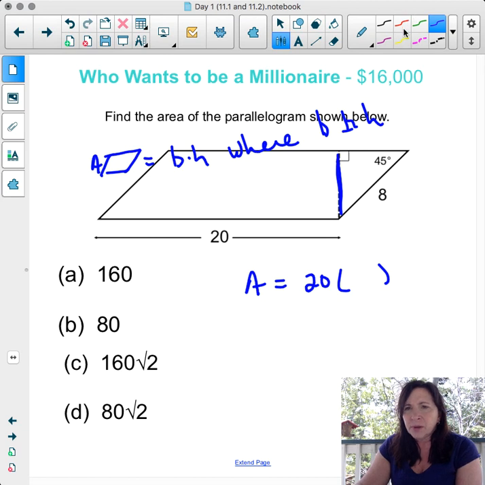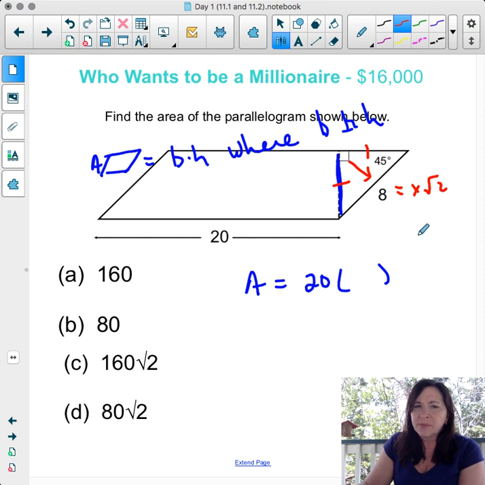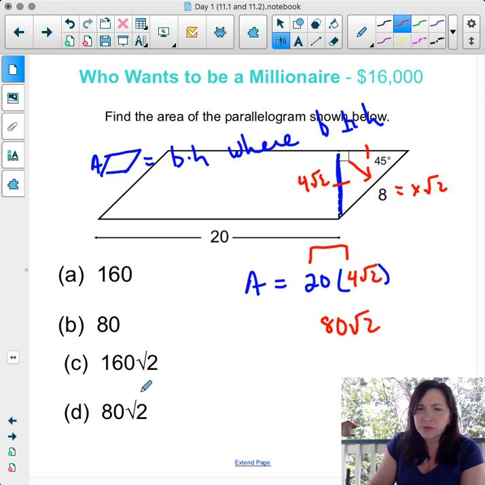But I do know that this is a 45, 45, 90. So that means across from the 90 is equal to x root 2. So if I divide by root 2, I'm going to get one of my lengths of my sides divided by 2, which is 4 root 2, okay? And so what that means is my height being 4 root 2, I'm going to have 20 times 4 root 2, which is going to make 20. Remember, numbers get multiplied with numbers, so that's just going to be 80 root 2. And that's answer D.